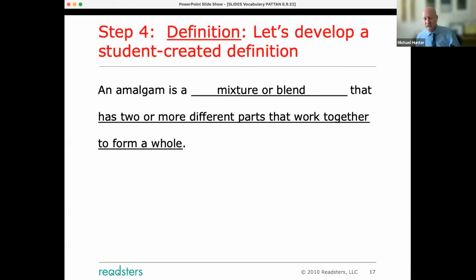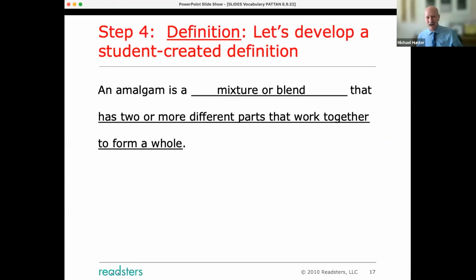As long as it's getting at the meaning that we agree is the meaning for this word, and captures it, that works. But can you also see how, if students are generating this from their own understanding of the word, they really have started to own this word?